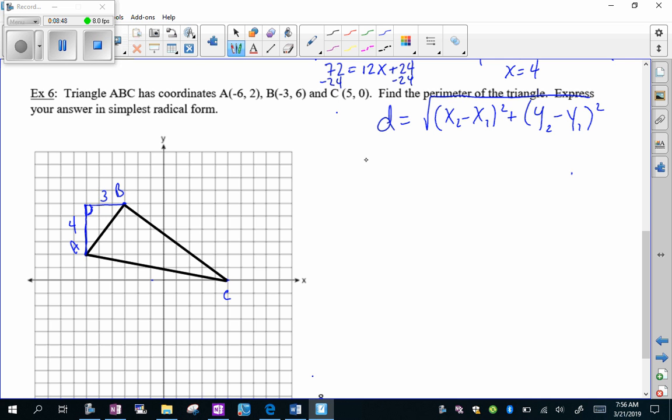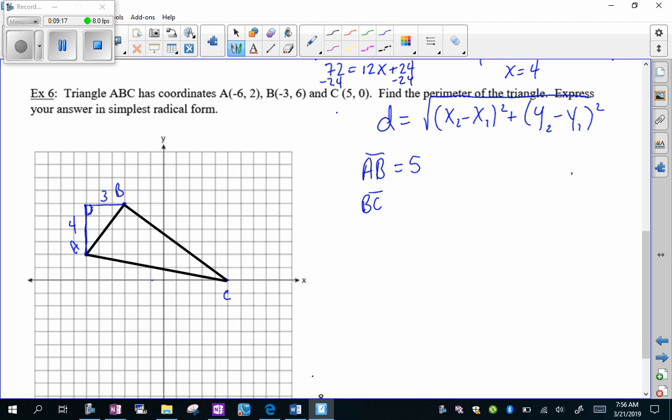So for my distance from A to B, I'm not going to use it there because you know and I know that's a 3, 4, 5 triangle. So my distance from A to B is going to be, and I don't like that because that's messy, my line segment AB is going to be 5.